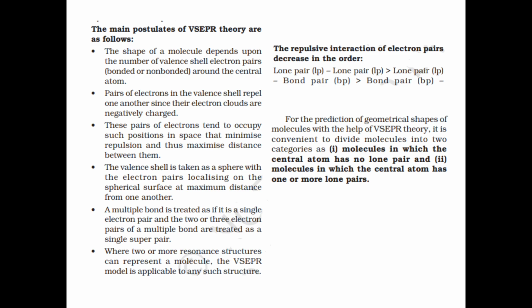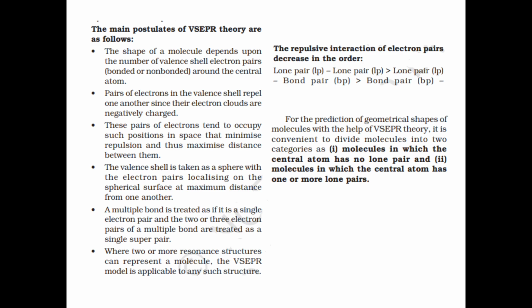at maximum distance from one another. A multiple bond is treated as if it were a single electron pair, and the two or three electron pairs of a multiple bond are treated as a single superpair. Where two or more resonance structures can represent a molecule, the VSEPR model is applicable to any such structure. The repulsive interaction of electron pairs is in the order: lone pair-lone pair repulsion is greater than lone pair-bond pair repulsion, and lone pair-bond pair repulsion is greater than bond pair-bond pair repulsion.